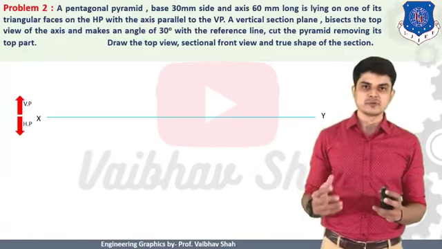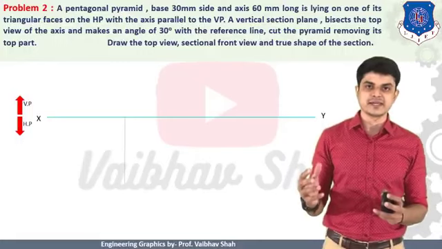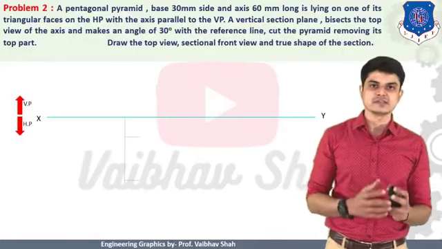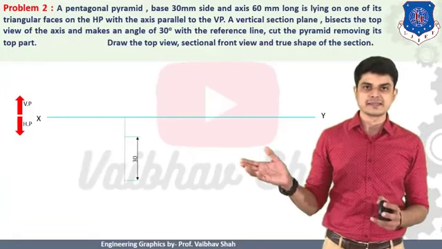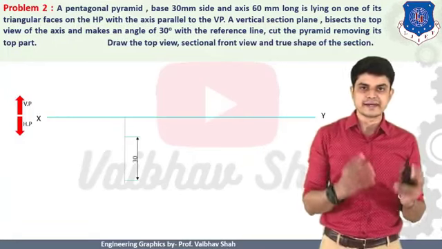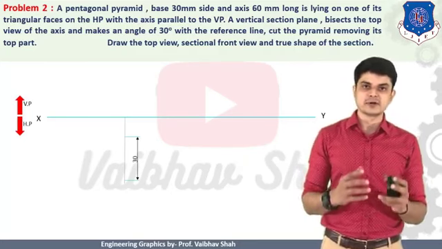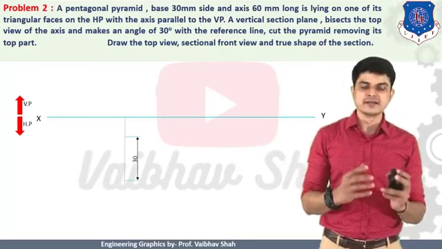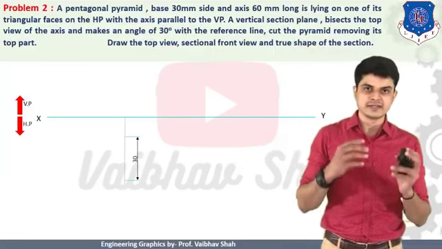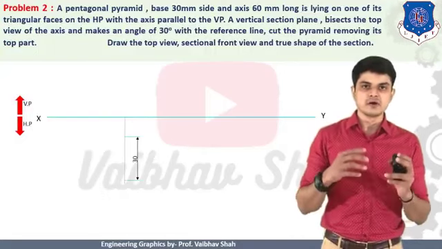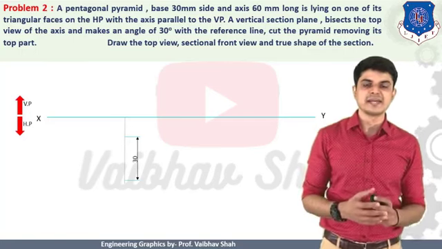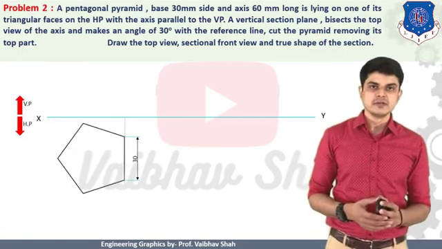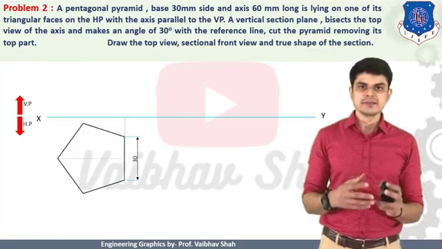So how to draw the pentagon? We should put our pentagon in such a way that one of its sides or edges is on the right hand side of your object. We should draw a pentagon like this, with one of the edges on the right hand side. If you put a pentagon in such a manner, it is guaranteed that one of the triangular faces will be lying on HP. So let us draw the pentagon.